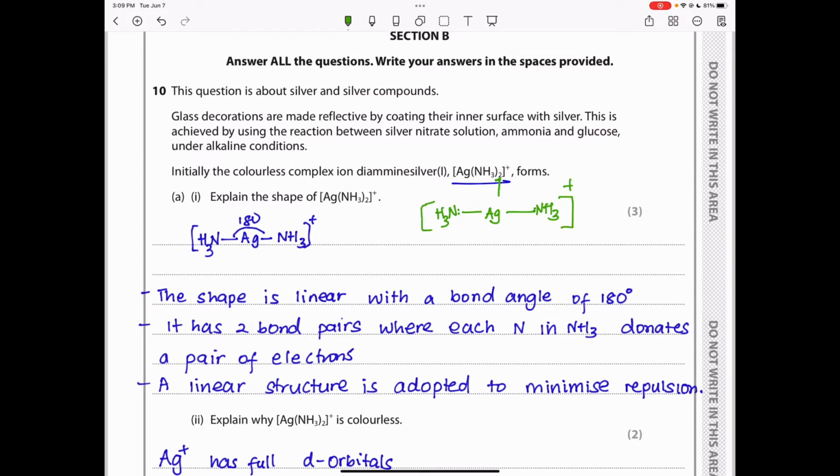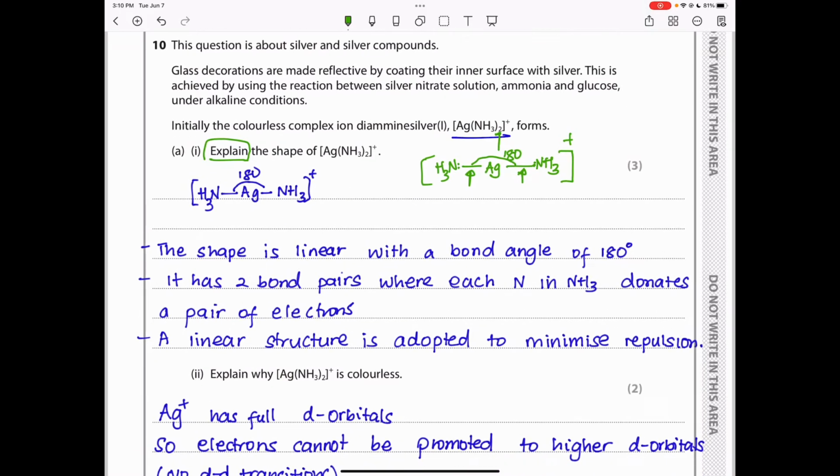We know that this is going to have a bond angle of 180. The reason why the bond angle is 180 and the structure is linear is because here we have two bond pairs. This is the first bond pair and that is the second bond pair. So again, the question was asking us to explain the shape of the complex. To explain it means I have to know that this is linear and the bond angle is 180, and give a reason why. So here I said the shape is linear with the bond angle 180. Here you score 1 mark.